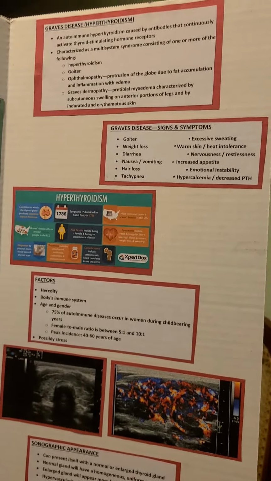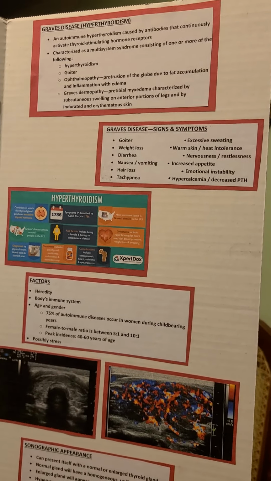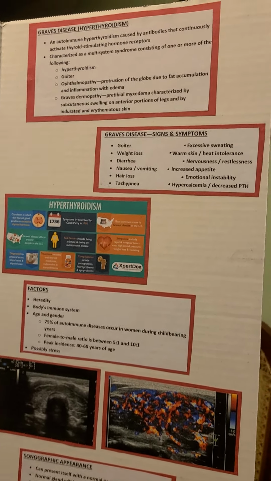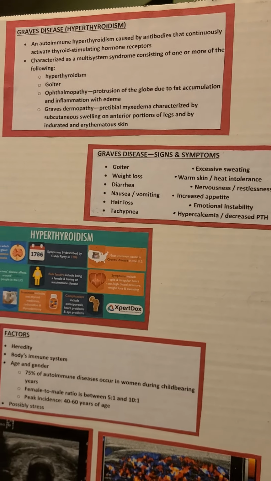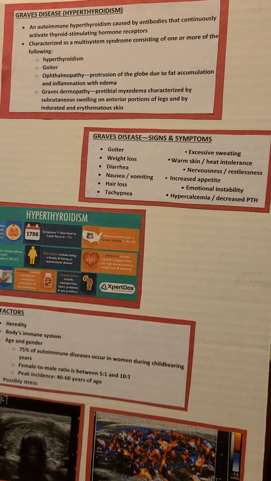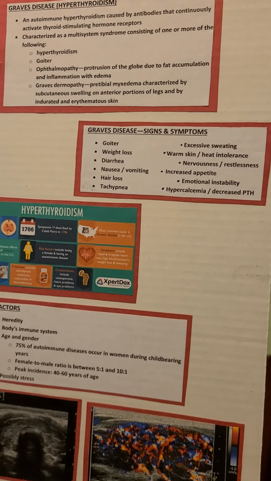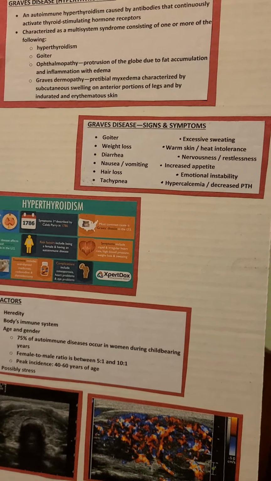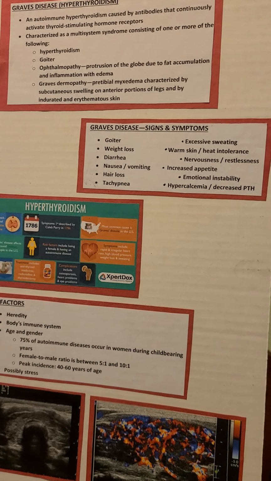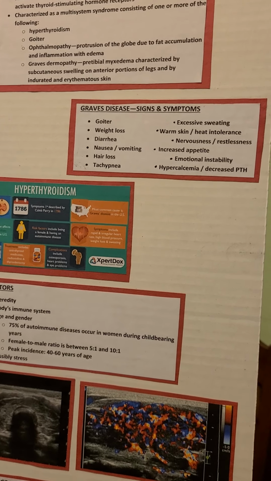Graves' disease is an autoimmune hyperthyroidism caused by antibodies that continuously activate thyroid stimulating hormone receptors. It is characterized as a multi-system syndrome consisting of one or more of the following: hyperthyroidism, goiter, protrusion of the eyes, and swelling of the lower limbs.